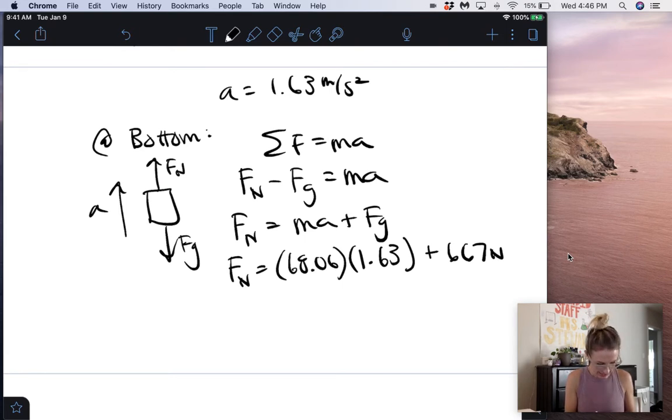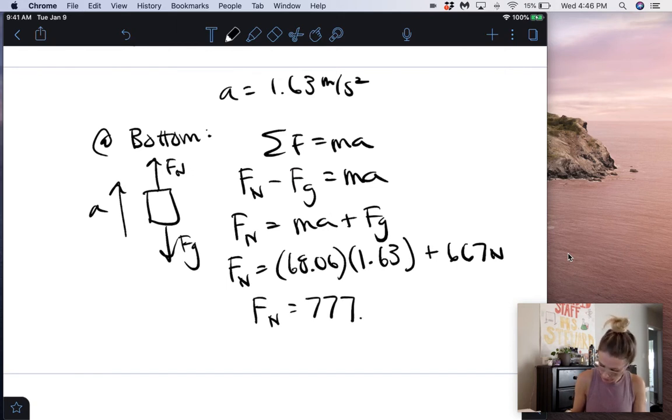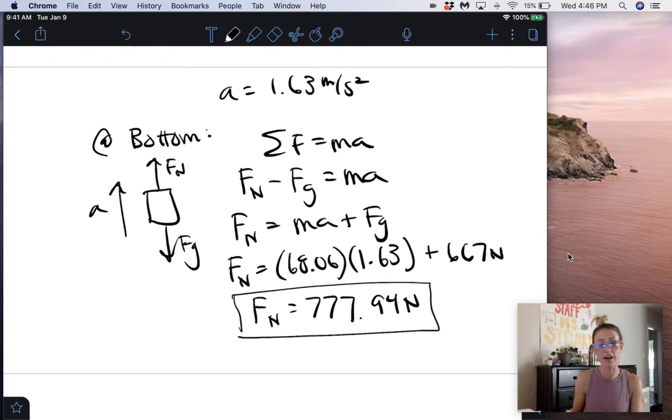So we get 68.06 times 1.63, and then I'm adding 667 to that, and we get that the normal force on the bottom is 777.94 newtons. So the student feels heavier at the bottom because the normal force is larger than the force of gravity. So that's part B.